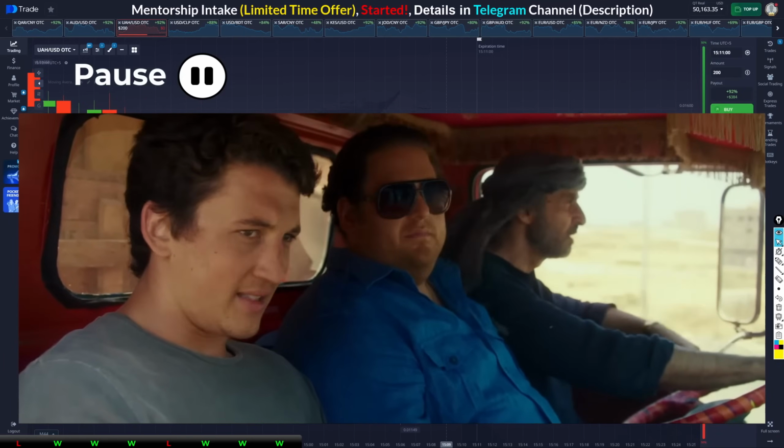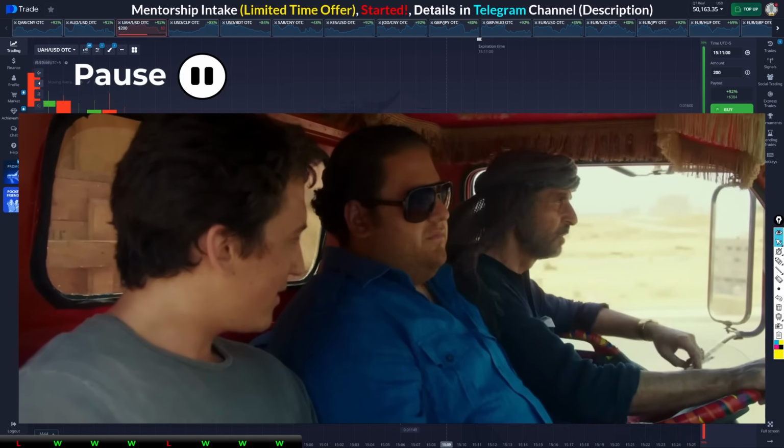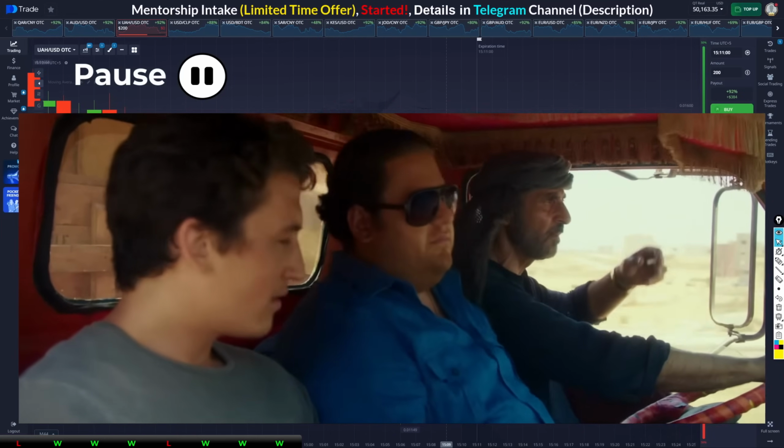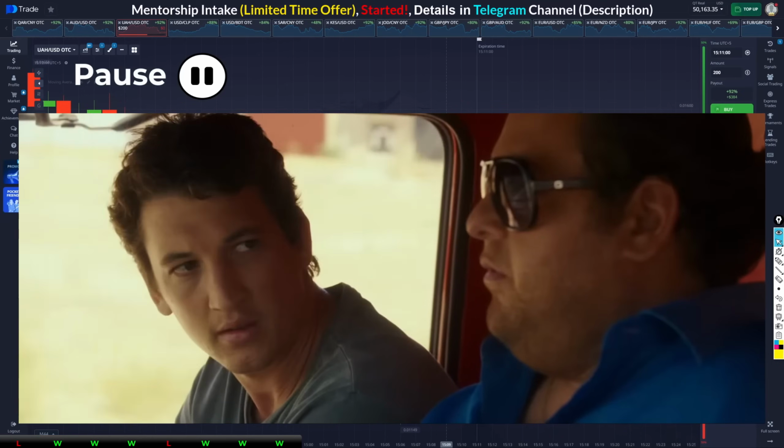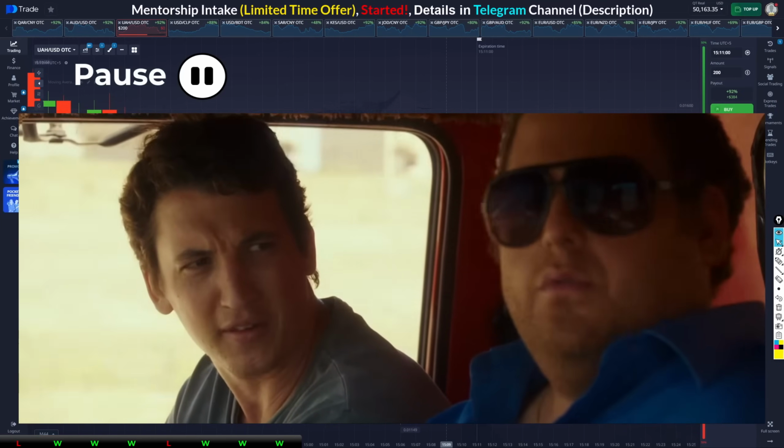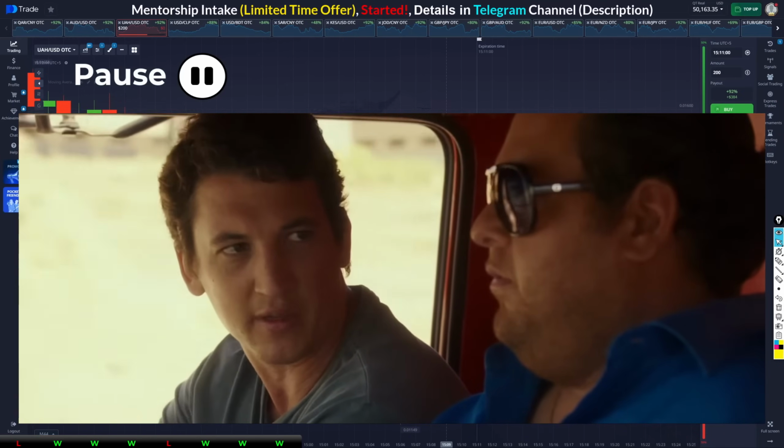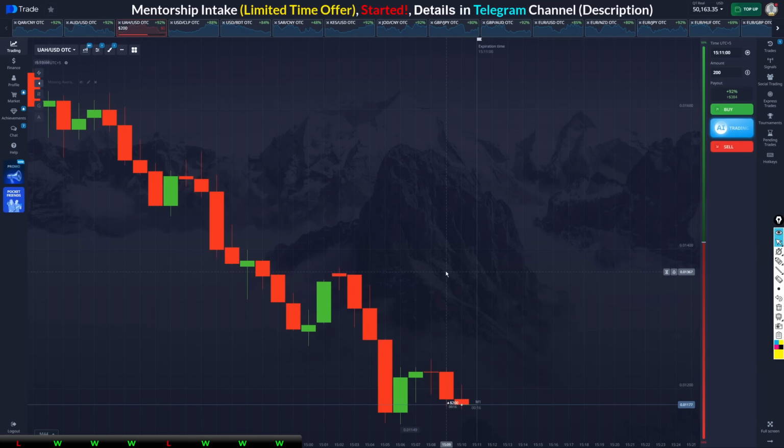Hey, seriously, is this safe driving to Baghdad? Yes, very safe. 50-50. 50-50, what? Like 50% we live, 50% we die? Yes. Maybe 60-40 sometimes. But yeah, this is 50-50.